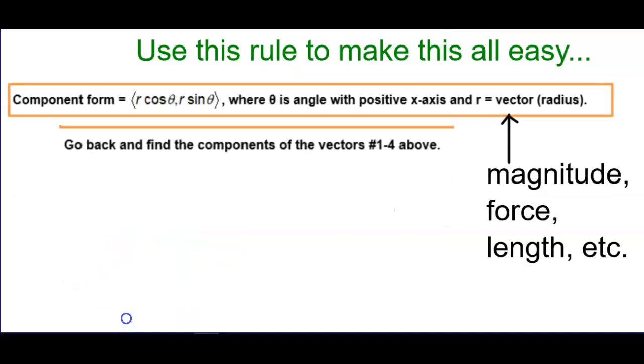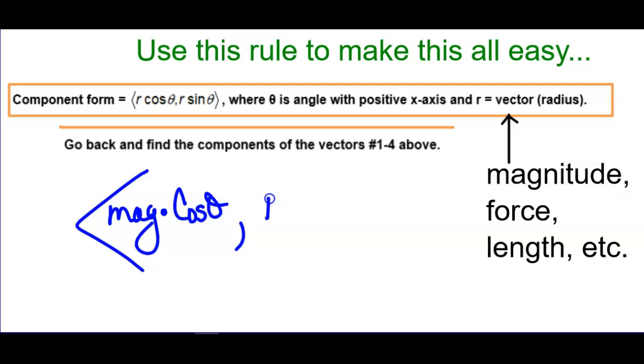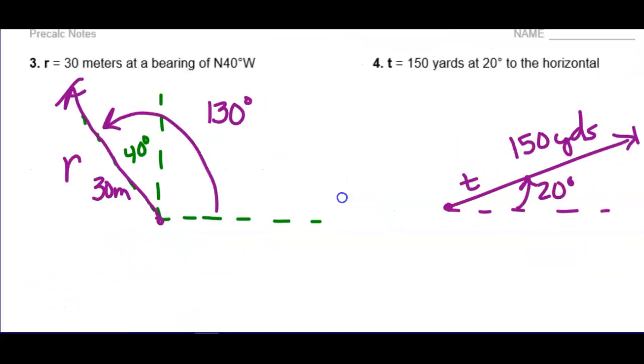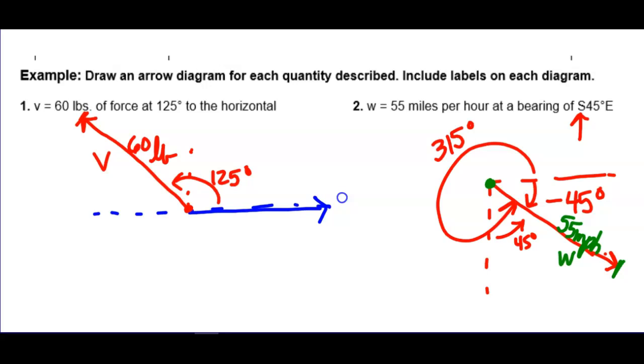So we're going to go back. This is the rule. You take the length of the vector, the magnitude, times the cosine of the angle to get the first one, and the magnitude times the sine of the angle to get the second one. And that's how we're going to do every single one of these. But that's why we're going to use these angles that I helped write off of the positive x-axis. So for this one, I don't have my calculator on yet. We're just going to type 60 cosine of 125 and 60 sine of 125.